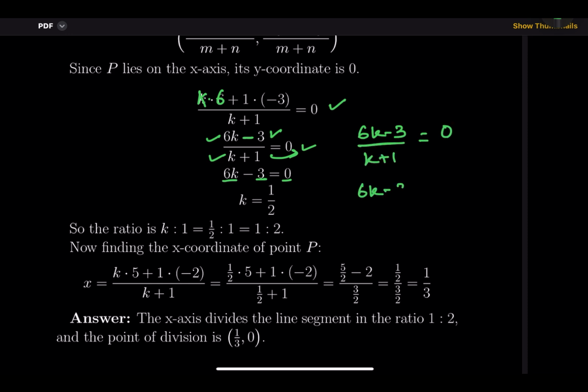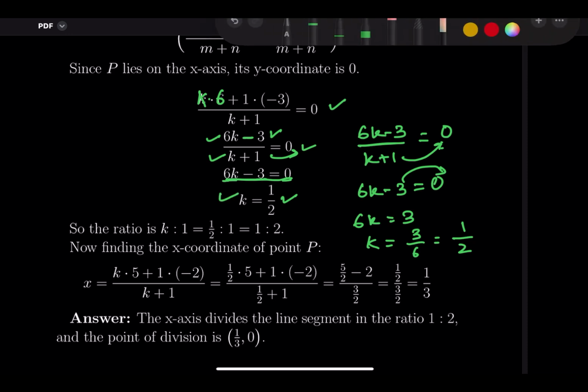So 6k minus 3 equals, this one will go this side, multiply. Anything multiplied by 0 will be 0, sir, 0. So 6k equals 3, it goes this side and becomes plus 3. k will become 3 divided by 6, which is 3 1s are 3, 3 2s are 6. So k is equal to 1 by 2.